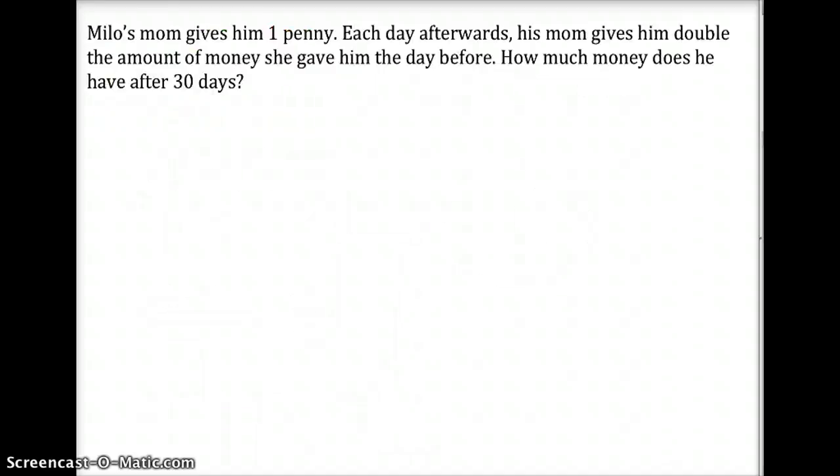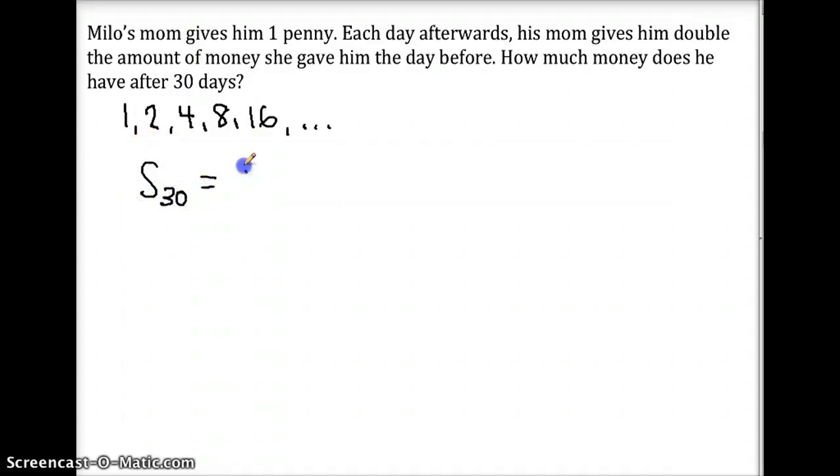The next problem says that Milo's mom gives him 1 penny. Each day afterwards, his mom gives him double the amount of money she gave him the day before. How much money does he have after 30 days? So on the first day, she gives him 1 penny, and on the second day, 2 pennies, and then 4, and 8, 16, and it goes on until 30 days. So it just multiplies by 2 each time. We want to find out the sum of all of his money after 30 days.